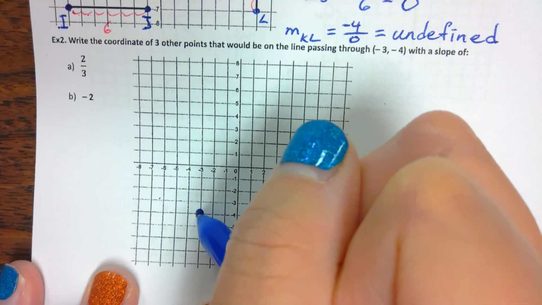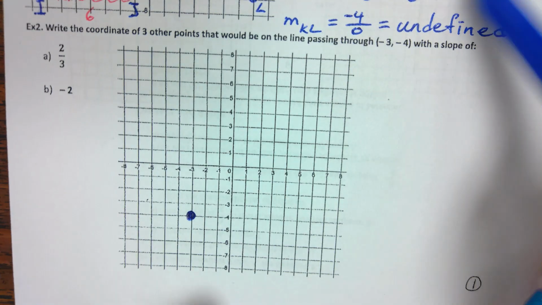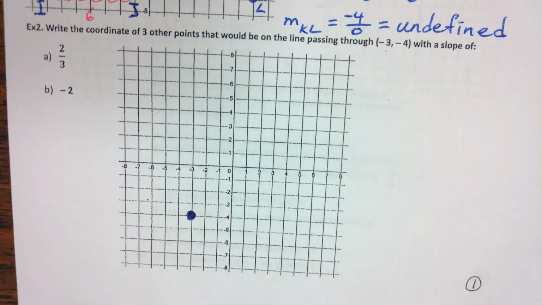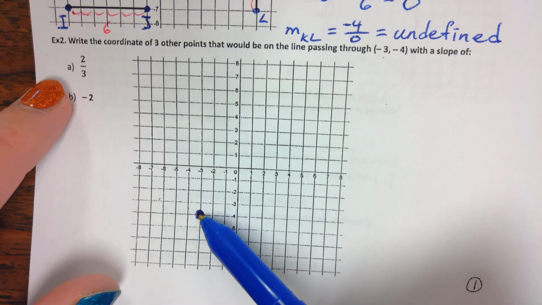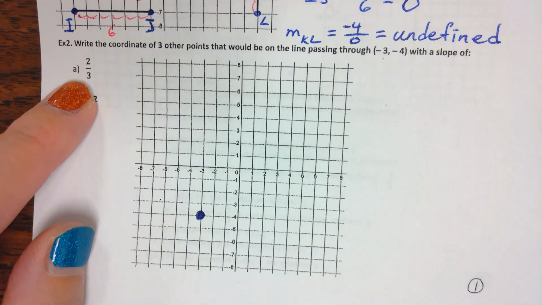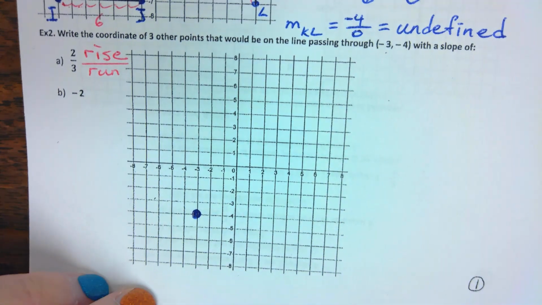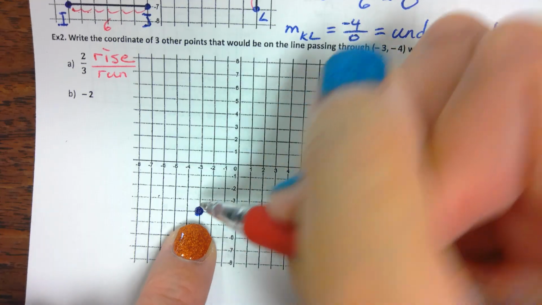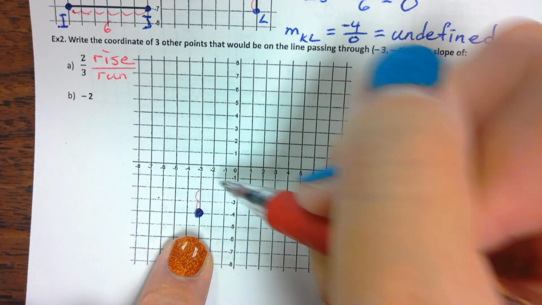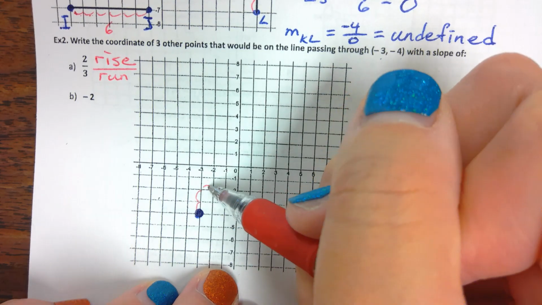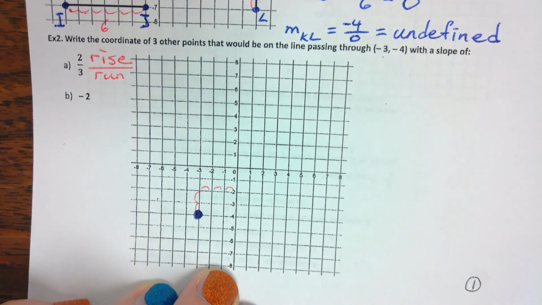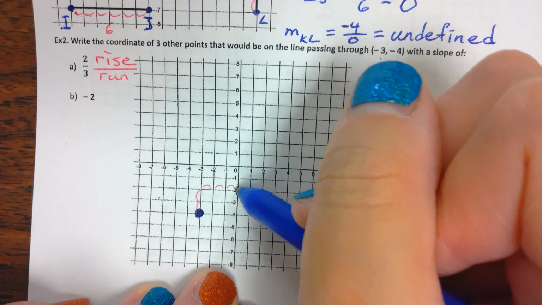Okay, the point is right here. -3, -4. All I did was plot the point. Now I want to draw my next point, which has a slope of 2/3. So remember that 2/3 is my rise over run. My rise is 2, so I'm going to go up the elevator 2 floors. I'm not putting a point here because I still have to get out of the elevator. And then I'm going to run, it's the 3rd door on the right. So it brings me to this second point.